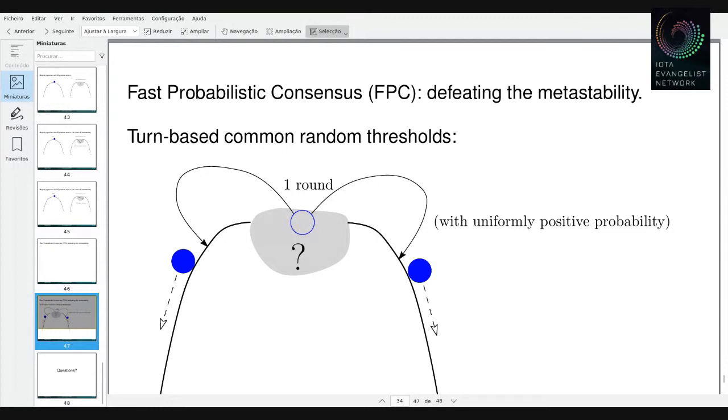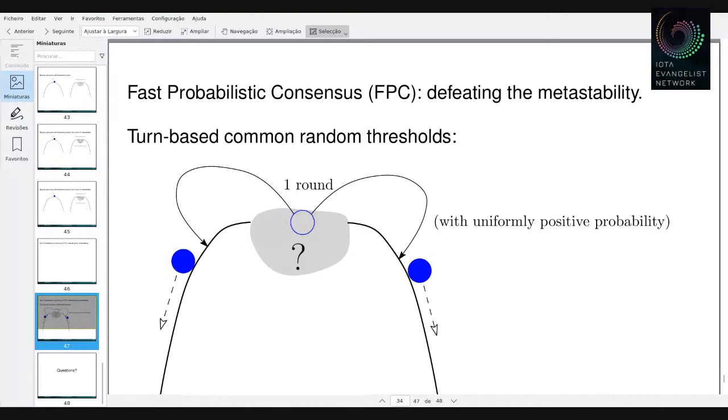But it's important to avoid the situation where one honest node decides on one thing and the other honest node decides on another thing. So this is the trick that we have in fast probabilistic consensus. We use some external source of random numbers to construct these common random thresholds, which defeat the metastability. And we don't really need a lot from this random number generator.